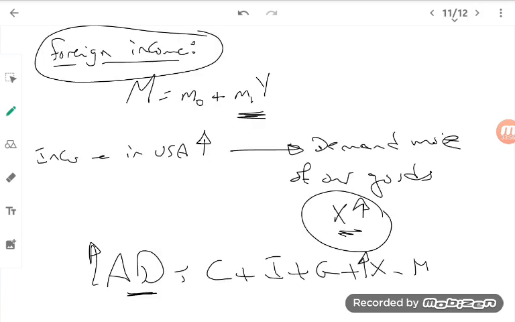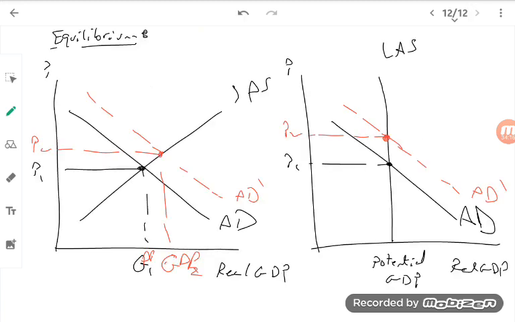طب الحاجه الثانيه الانكم بتاعت الدوله اللي انا بصدر لها، انا بصدر لليونايتد ستيتس والانكم بتاعهم زاد، فهيعملوا ايه؟ هيشتروا مني، يعني الامبورتس بتاعتهم مني يعني الاكسبورت بتاعتي انا هتزيد، يعني الاجريجيت ديماند كيرف هيحصل له شيفت تو ذا رايت. اخر حاجه اتكلمنا عليها هي الايكوليبريم، بس هنفرق ما بين ايكوليبريم في الشورت ران وايكوليبريم في اللونج ران.